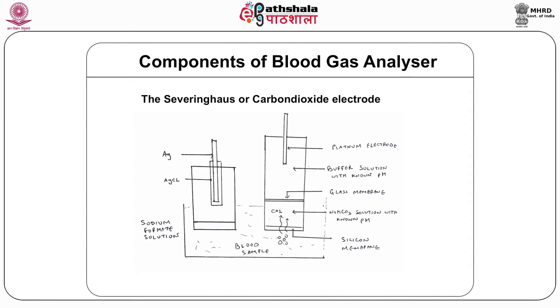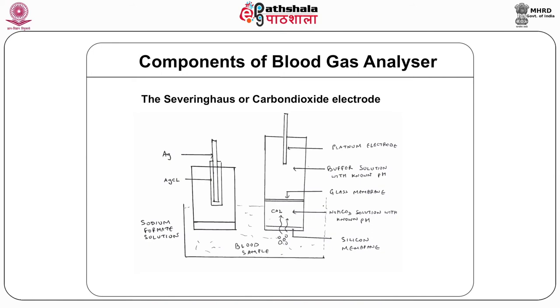Figure 3 shows the schematic diagram of the carbon dioxide electrode. The essential point to be noted in this modified pH electrode is that it is in contact with sodium bicarbonate. It is separated from the blood by a rubber or Teflon semi-permeable membrane, and thus we have seen how the carbon dioxide electrode works.